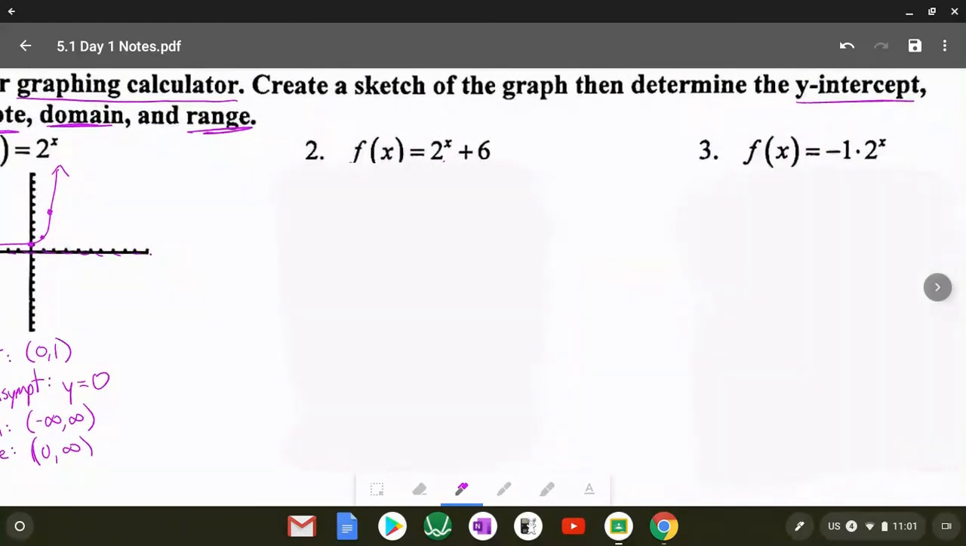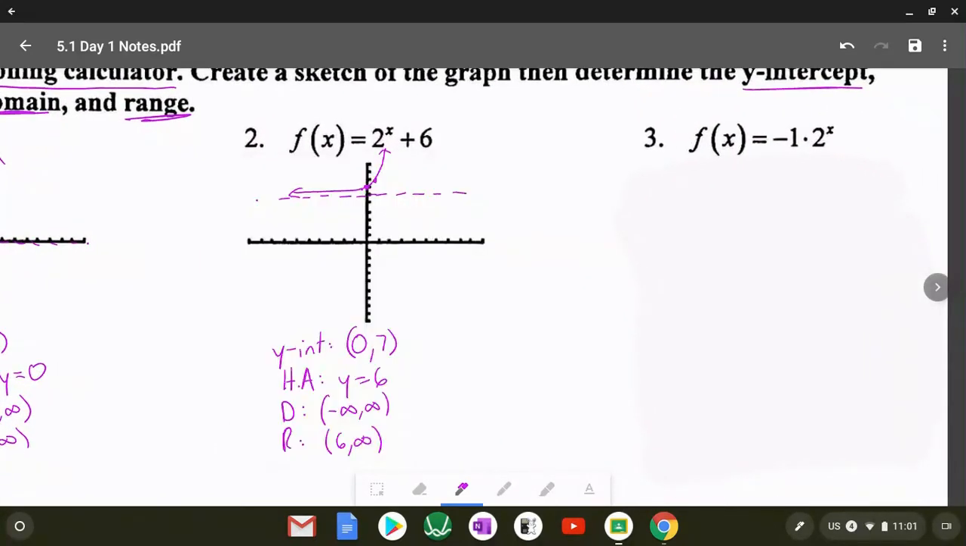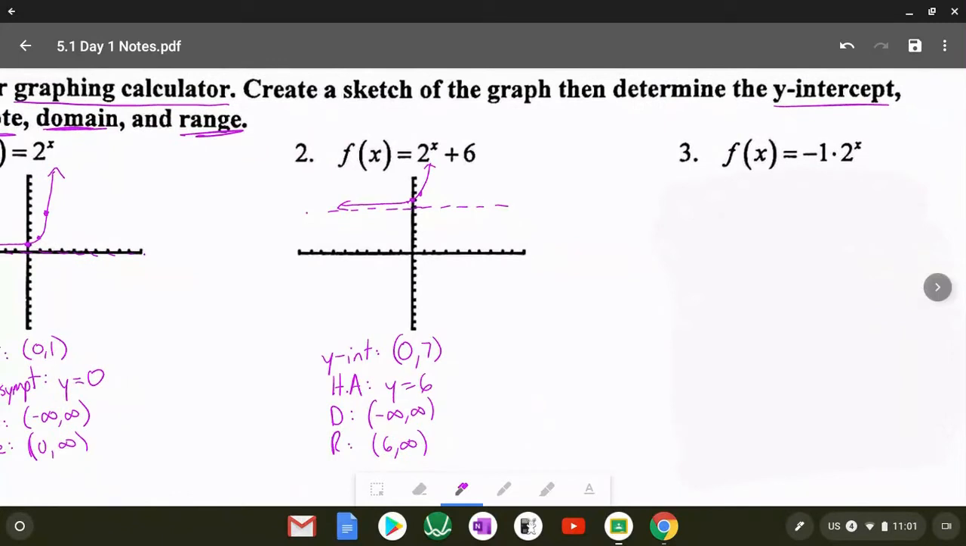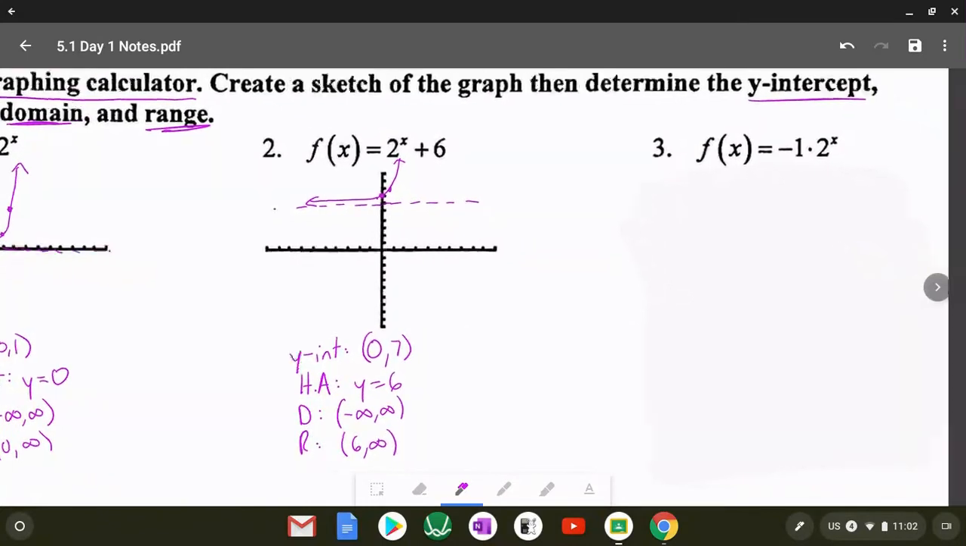Moving over to number 2, we take a look. This graph moved up. So we have the y-intercept. If you plugged in 0 for x, you would get 2 to the 0, which is 1, plus 6. Your y-intercept is at (0, 7). The horizontal asymptote moved up as well. It's at y equals 6. And then again, the domain is always going to be -infinity to positive infinity for all exponential functions because it goes left and right forever. But this time, our range is from 6 to infinity because that's where our horizontal asymptote is.